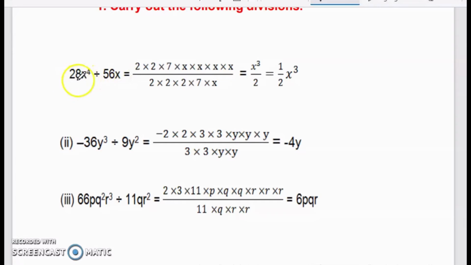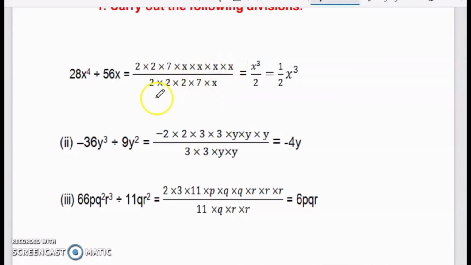So you can write 28 as a product of factors, that is you have factorized the numerator. 2 into 2 into 7, that is the coefficient 28 you have written as 2 into 2 into 7 as a product of its prime factors. Then x raised to the power of 4 is x into x into x into x 4 times. Then 56 also you have factorized 2 into 2 into 2 into 7 and x.